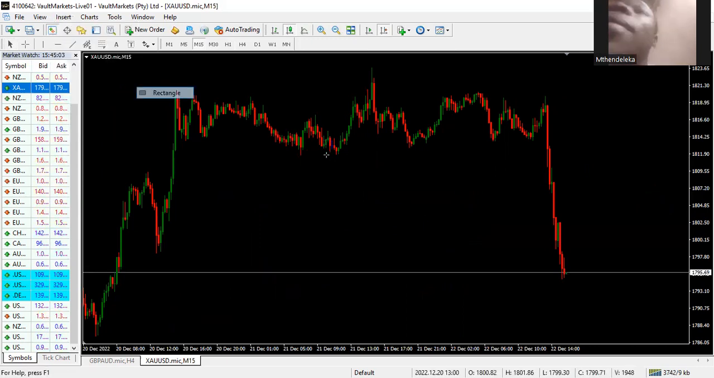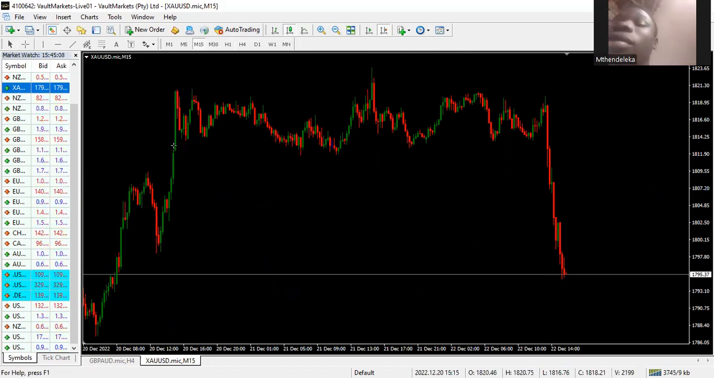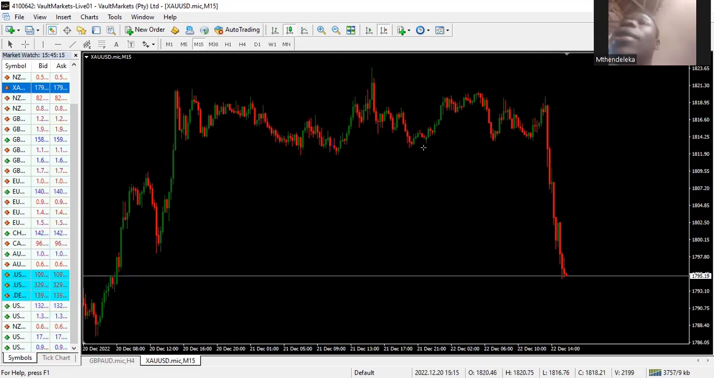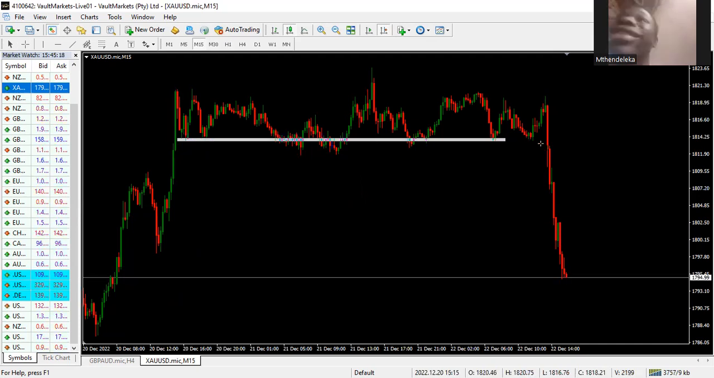That's true. So this one, yeah, more like a consolidation. You can see it started yesterday. Yeah, I've been observing it since yesterday.